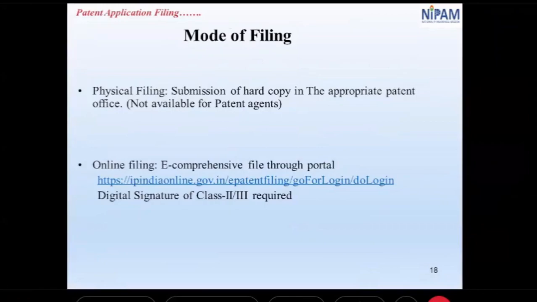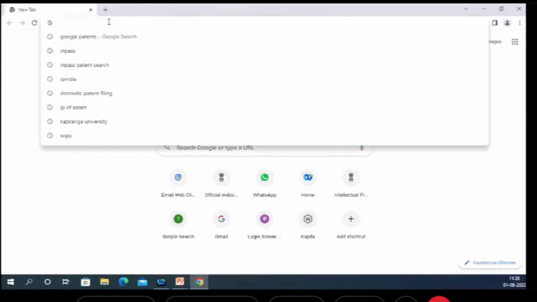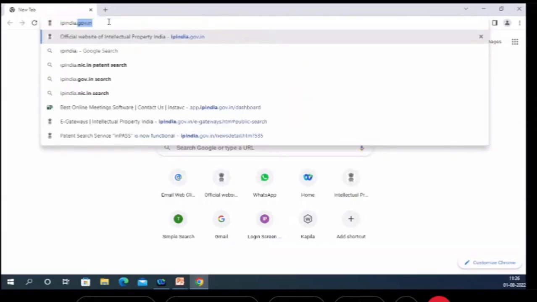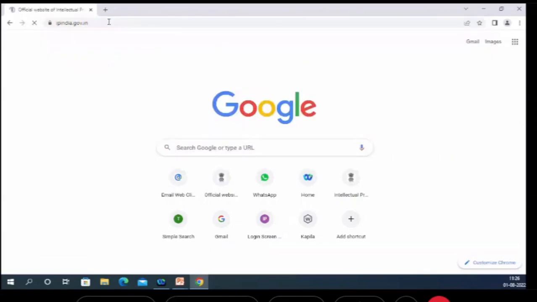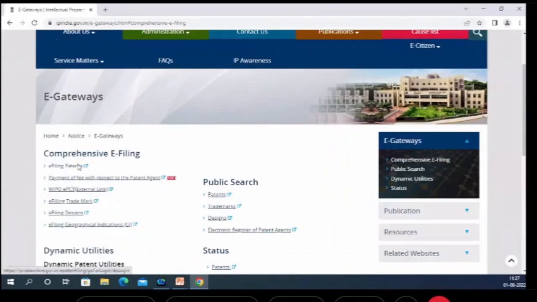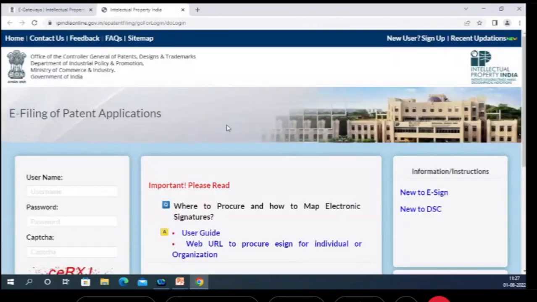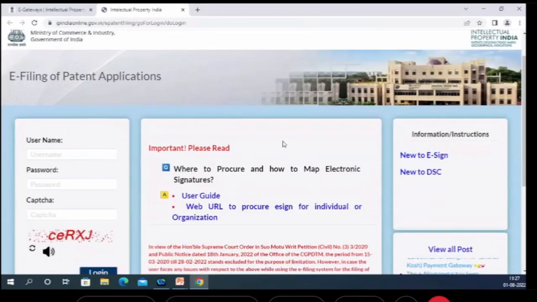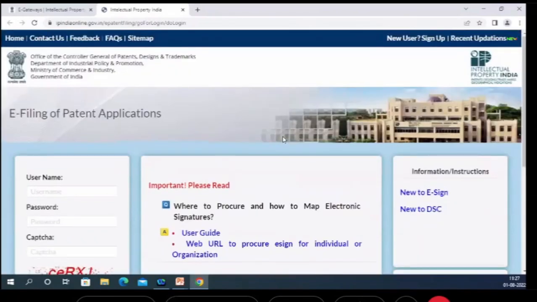The second is online filing, that means the e-filing portal. In that portal you can do e-filing. I will show you how you can file patents, though the computer is a bit slow. Okay, so just open Google Chrome. Can you see the window? Someone please confirm. So just type ipindia.gov.in. This is the official website of the Office of the Controller General of Patents, Designs and Trademarks. Here you can see the link for comprehensive e-filing. You just click over here, comprehensive e-filing. Here this is e-filing for patents. Here you will be redirected to an external website, and there you can put your username and password. Otherwise you have to create your profile. Then you need a DSC, that means digital signature certificate, which is easy to get, and you can file your patent application on your own.